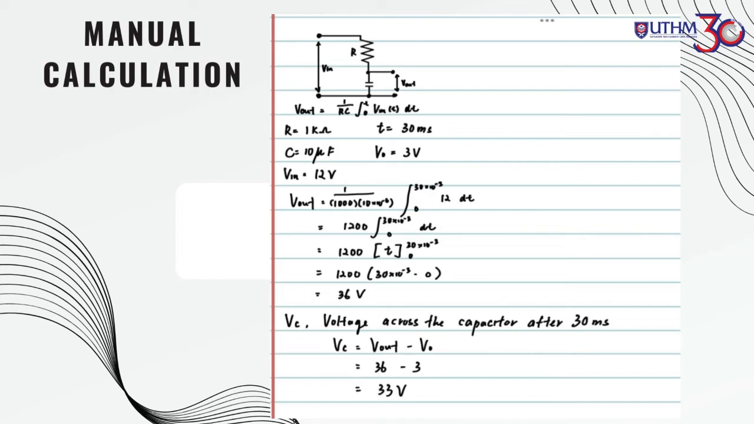So 36 volt is not the final answer for this problem, because we want the voltage across the capacitor, which is VC. In the question, we need to assume that the capacitor was initially charged to 3 volt. So VC is equal to V out minus V naught. 36 minus 3 is equal to 33 volt.